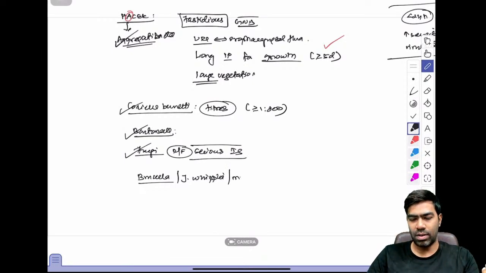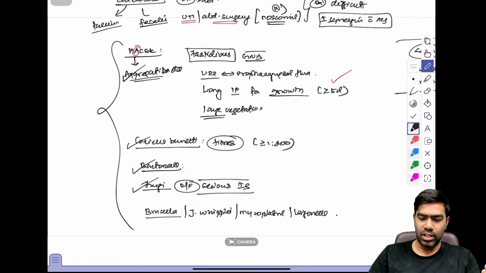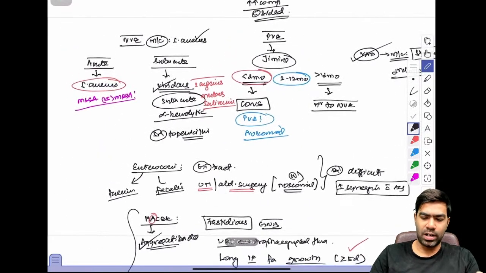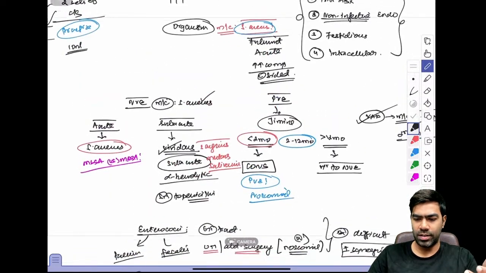Apart from that, you can develop it with Mycoplasma, very rare, and with Legionella. All these are intracellular organisms, so very, very difficult to grow. So these are the usual reasons why you might develop a culture negative infected endocarditis.